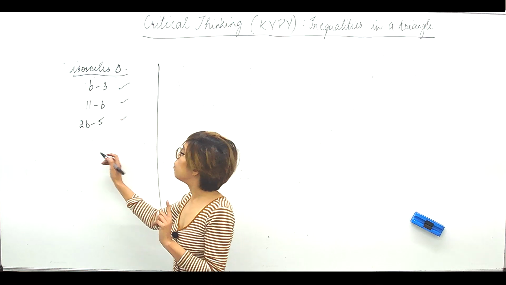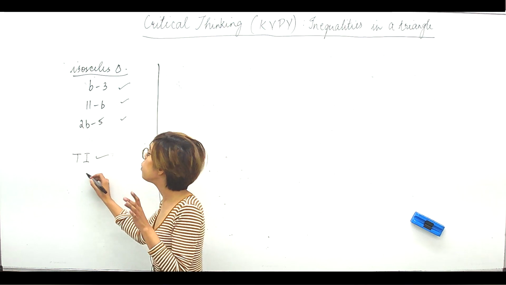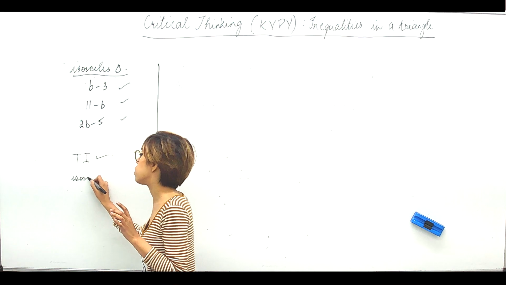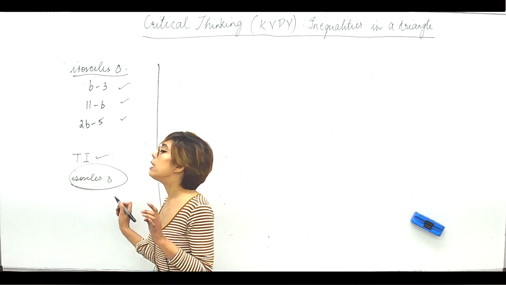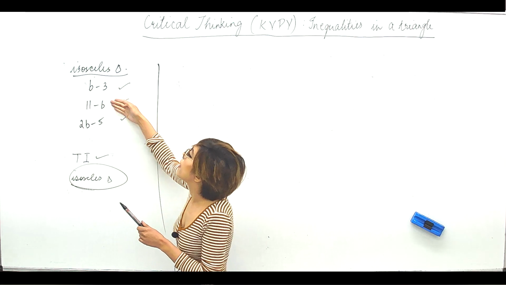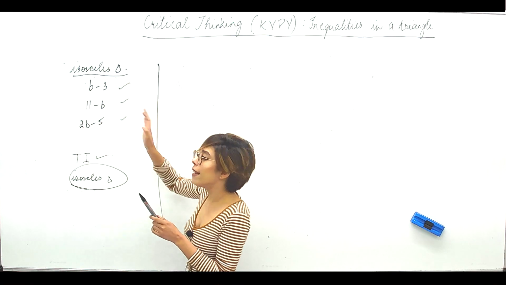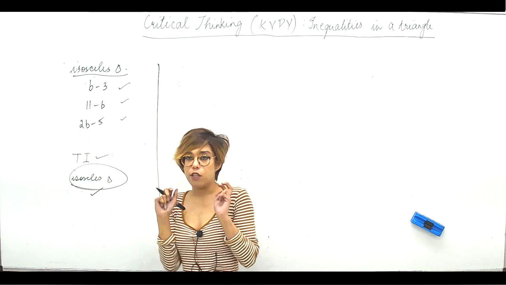So it depends on you whether you want to start with the triangle inequality condition or with the isosceles triangle condition. Now, I would say this condition is easier to check as compared to this one, because in this one you first have to do this, then this. So it takes time. So I'll start with this one, the isosceles triangle condition.